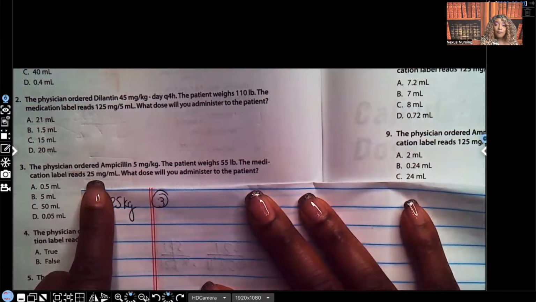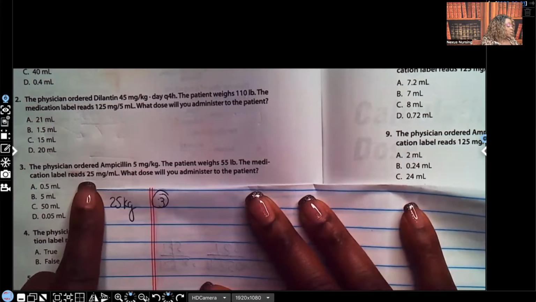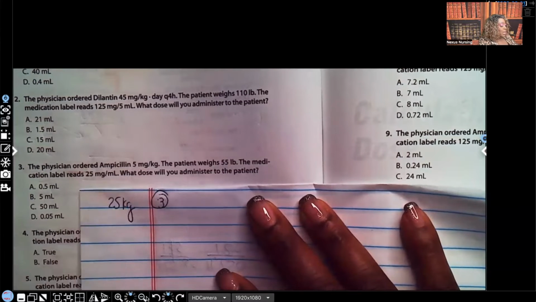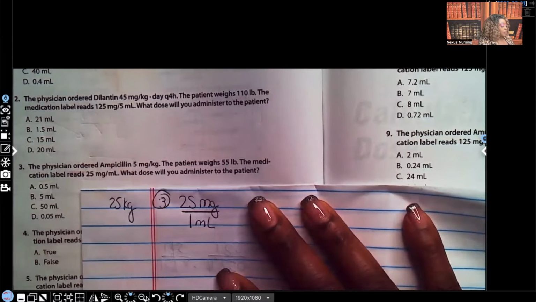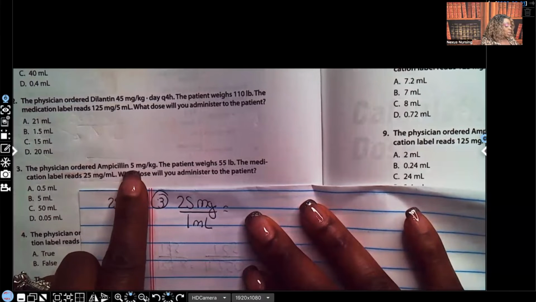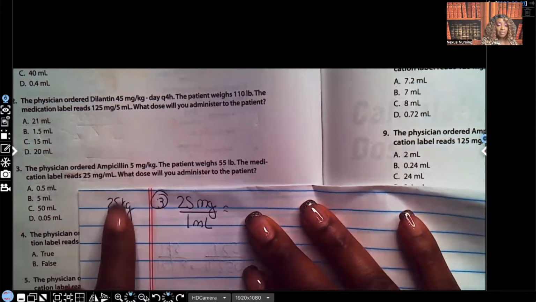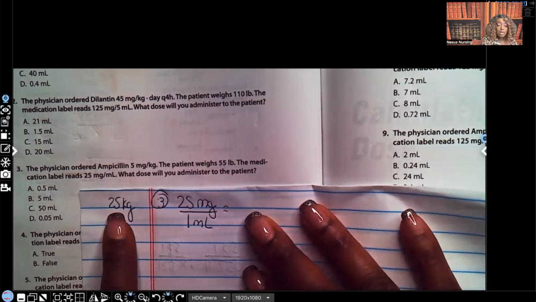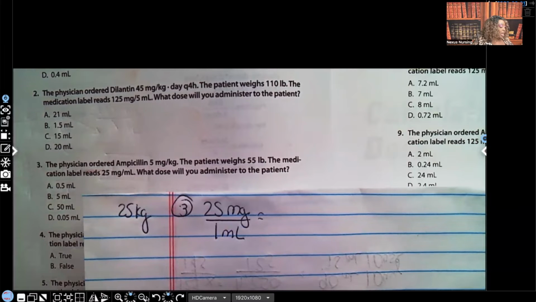But let's say you do have to convert. What you have on hand is what you have on hand. You're not going to convert what you have on hand. You're going to convert what they want to what you have on hand. So let's go ahead and write down 25 milligrams per 1 mL. 25 milligrams to 1 mL equals, again, now we go to what's ordered, which is 5 milligrams per kilogram. And all we're going to do is multiply that 5 milligrams times our 25 kilograms. 5 times 25. And you should come up with 125.